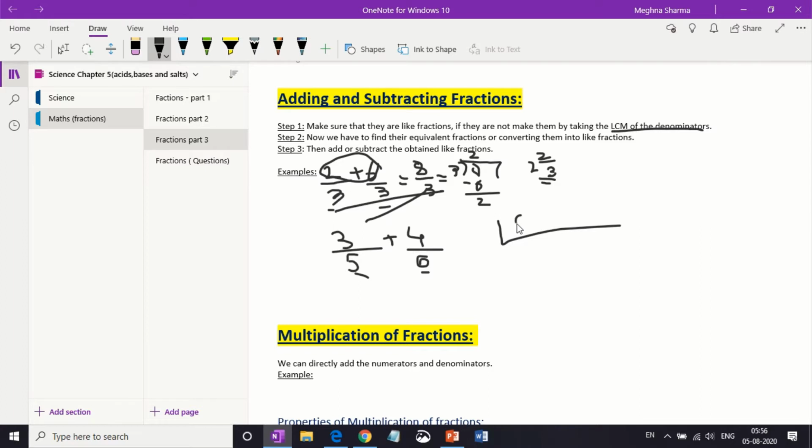See, 5 and 6. 5 is a prime number, so we have to do 6 first. 6 comes in the 2 table, 5 as it is, 3 is out. Now we have to take the LCM, L shape. 2 into 5 is 10. 10 into 3 is equal to 30.